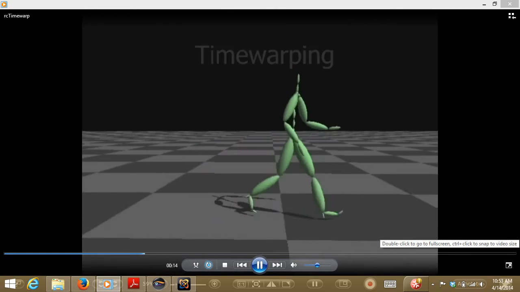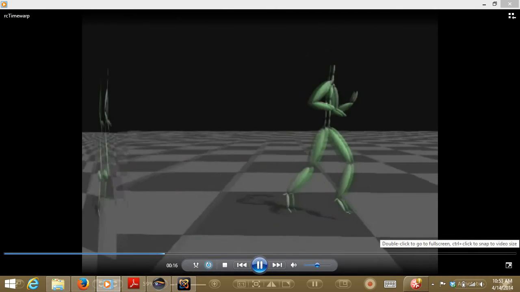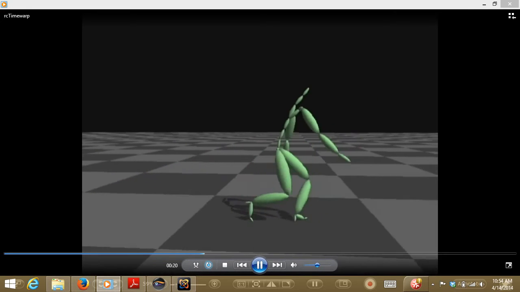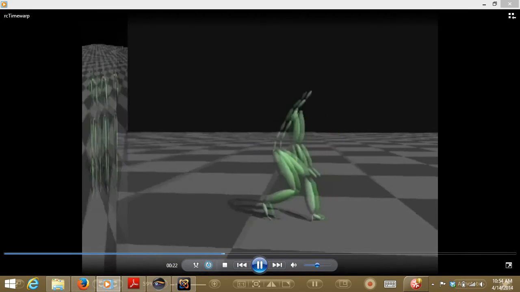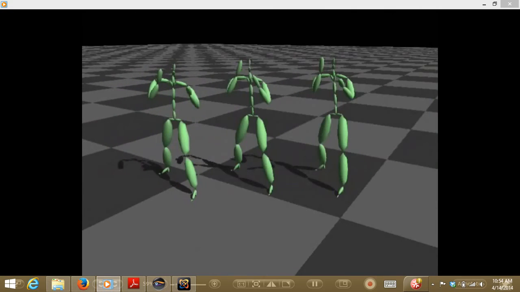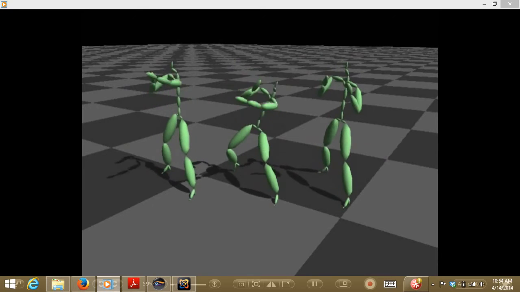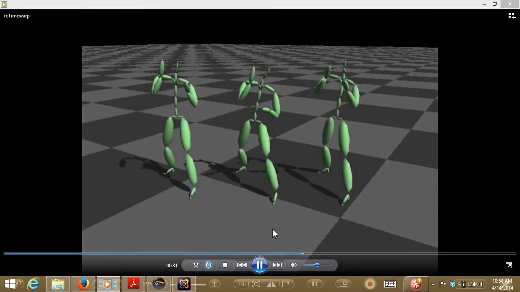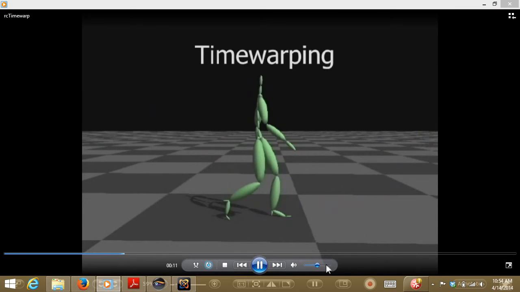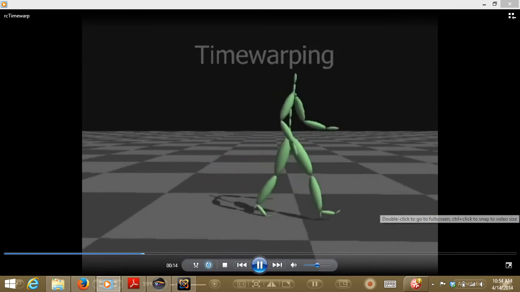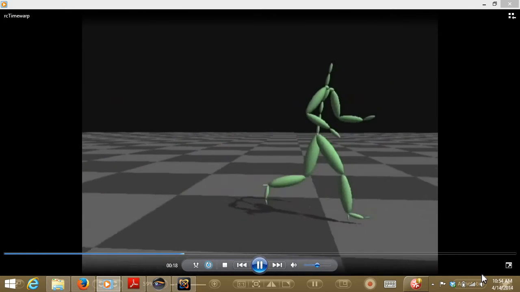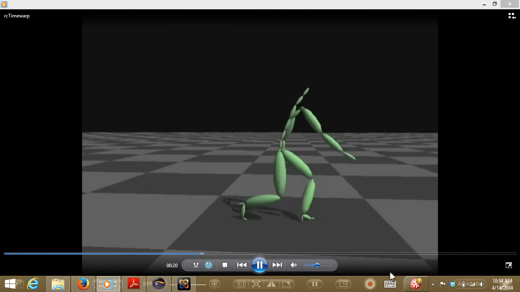Whereas if you time warp, you're seeing effective time warping between different kinds of motions: running, sneaking. I believe these are different interpolations between different positions. The main thing I wanted to show, let's see that again, is the time warping. If you do it right, there's this nice gradual speed up. And there are some other pictures.